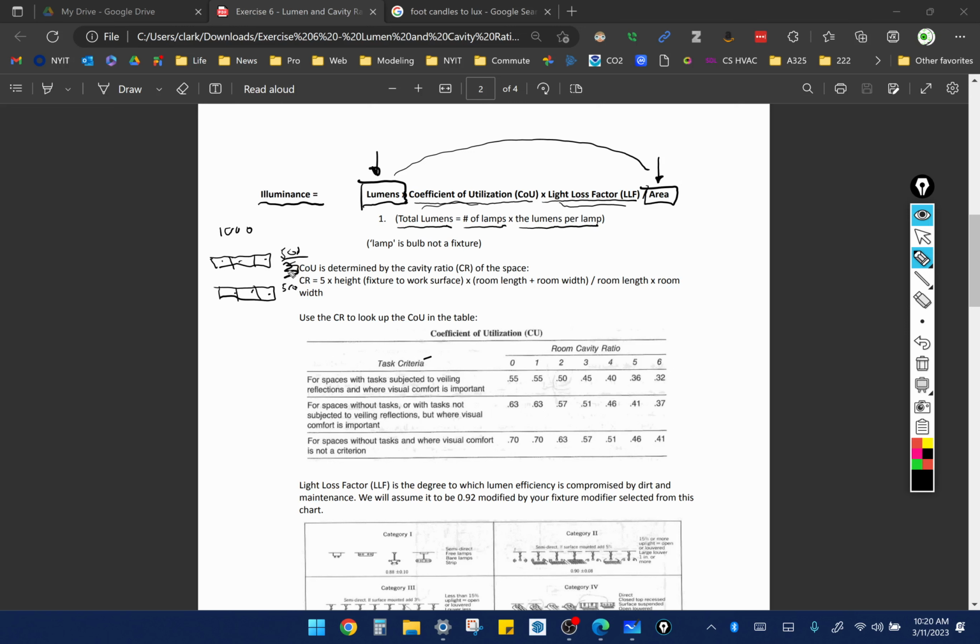So it's fairly straightforward, but it's just reminding us that we're going to find a total number of lumens that we need, and then we're going to need to figure out how many lamps we have so we can figure out the actual lamps that we're going to need to specify. And then they're also pointing out that a lamp is a bulb, not a fixture. I think I've said that a couple times already.